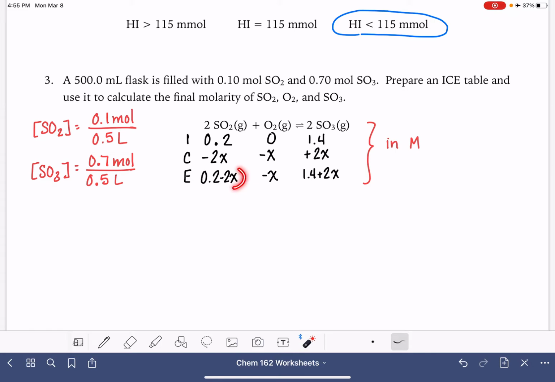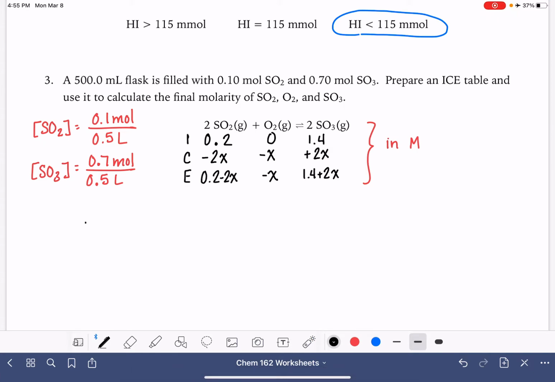So all we have to do is find the actual value of x, and that's going to give us the equilibrium concentrations. If we know the value of x, we can just plug it into this equation right here, and that will give us the equilibrium concentration of SO2, and we can plug x into here, and that'll give us the equilibrium concentration of SO3.